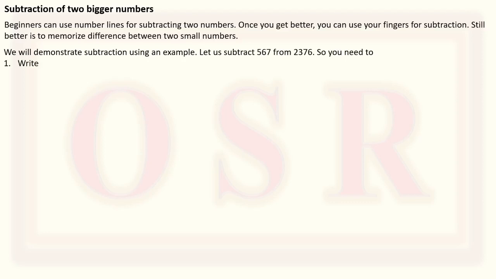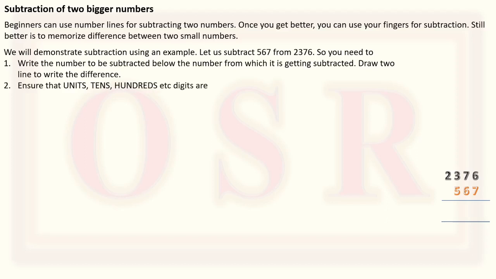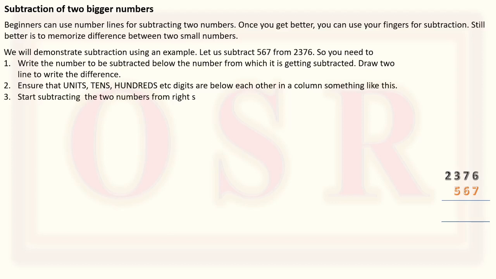So what you need to do, guys? First, write the number to be subtracted below the number from which it is getting subtracted. Draw two lines to write the difference. So it is similar to addition, but sequencing is important. Ensure that units, tens, hundreds, etc. digits are below each other in a column. Similar to addition here also. Now start subtracting the two numbers from the right side and proceed to the next numbers on the immediate left.